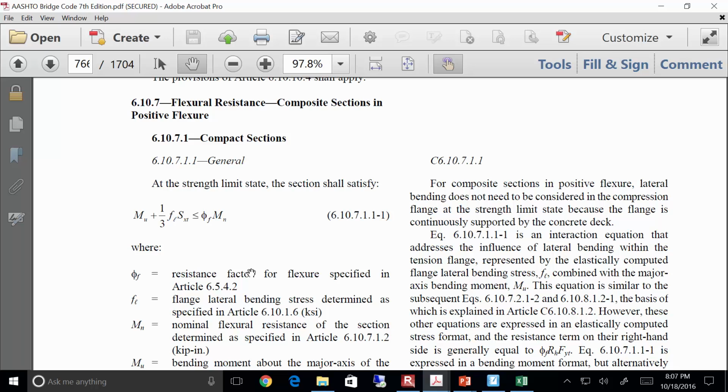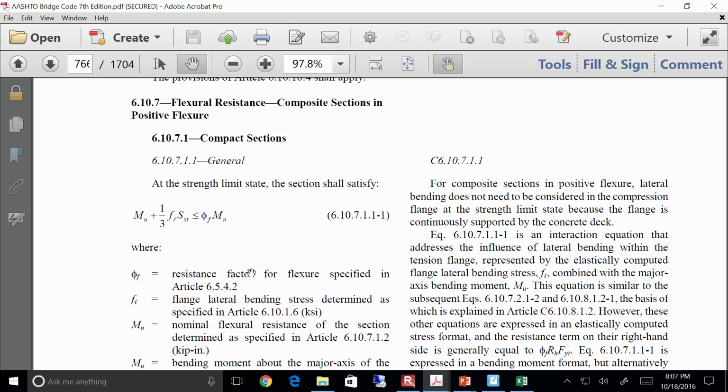So at the strength limit state, we shall satisfy the following. MU has to be less than or equal to phi mn. Simple, right? Now, we've got this term related to lateral flange bending. Again, right now we're not going to consider wind effects. We can consider that later. But right now I'm really not worried about it. And you're going to see it really wouldn't significantly matter anyways. I think you can guess when you see the numbers. But MU has to be less than or equal to phi mn.